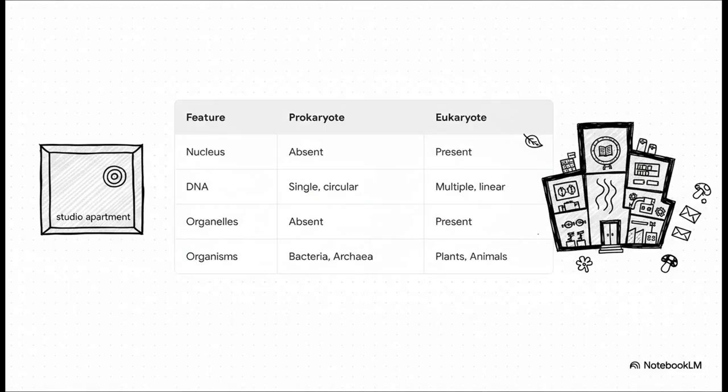This just lays it all out, doesn't it? If the prokaryote is that simple studio apartment, the eukaryote is a sprawling mansion. It's got a super secure library for its DNA, that's the nucleus. It's got dedicated power plants, the mitochondria. It has factories, a waste disposal system, a postal service, the whole shebang. And this fancy mansion design is what makes up all plants, animals, and fungi. It's what makes up us.